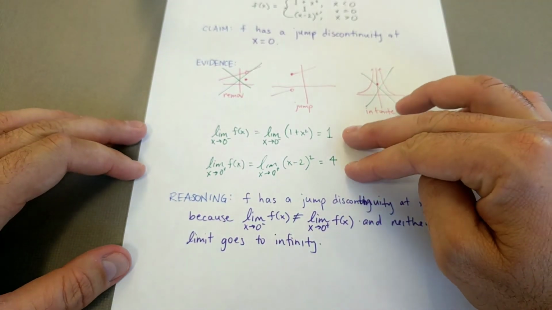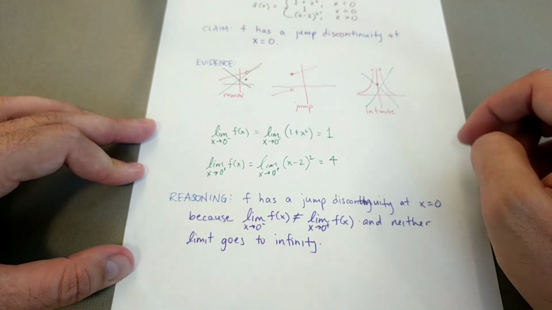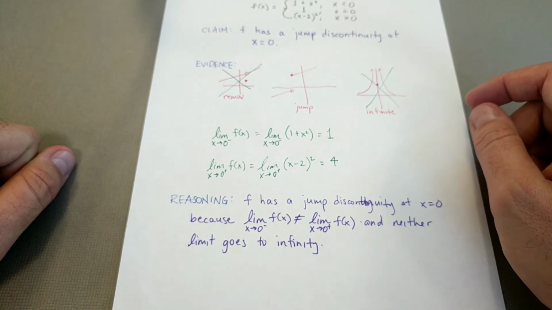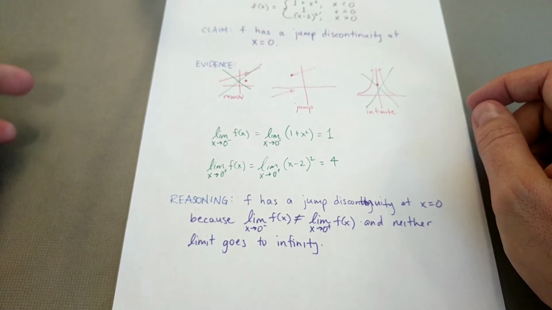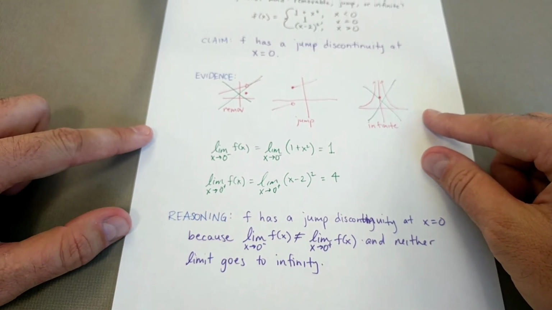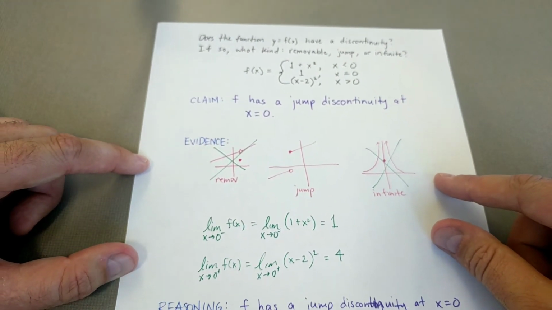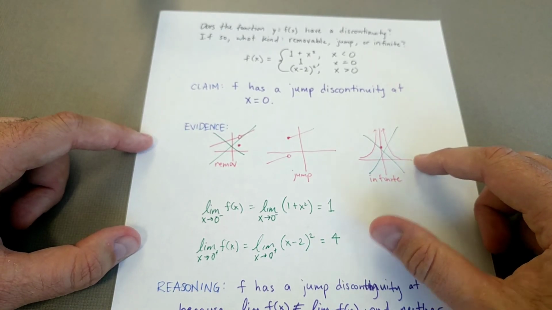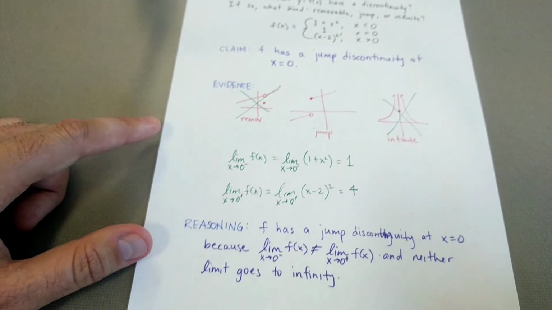They both approach defined values, 1 and 4. Since they're not the same value, we know there's some sort of discontinuity. And since none of them are infinity, we know that it is going to be a jump. So there you have it. That is a CER in math. To recap, we start with the evidence to figure out what our claim would be, fill in your claim, and then fill in your reasoning.